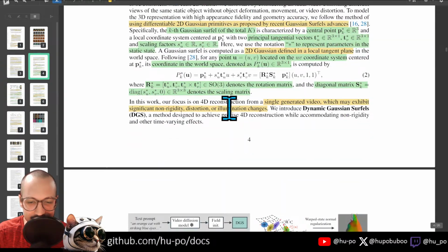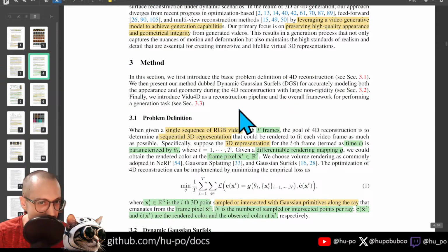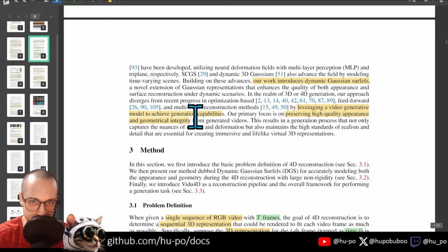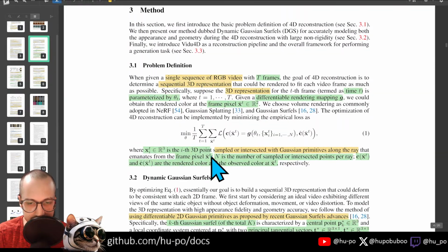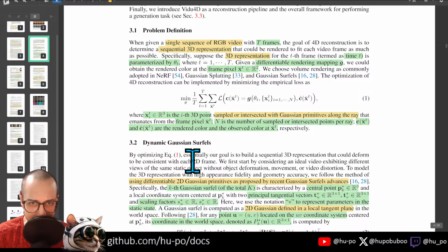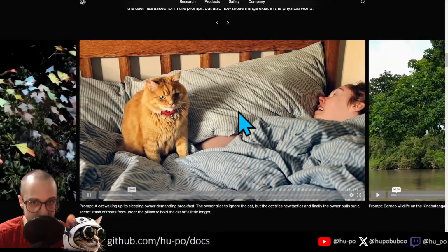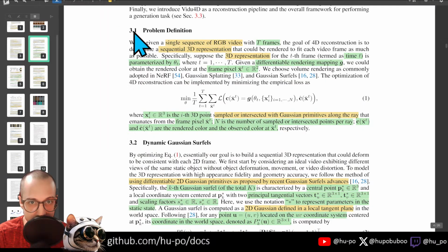All right, and now we're going to go into the method section. So that was just the introduction, a little bit of background on 3D representations, 4D representations, reconstruction. But now we're going to get right into the meat of it. This is some pretty gnarly math, so we're just going to get into this. A single sequence of RGB video with T frames. So this is what's coming out of your Sora or your Vidu, right? It's just a sequence of T RGB video frames. And we want to turn it into a sequence of 3D representations. So we still have this discretization in time.